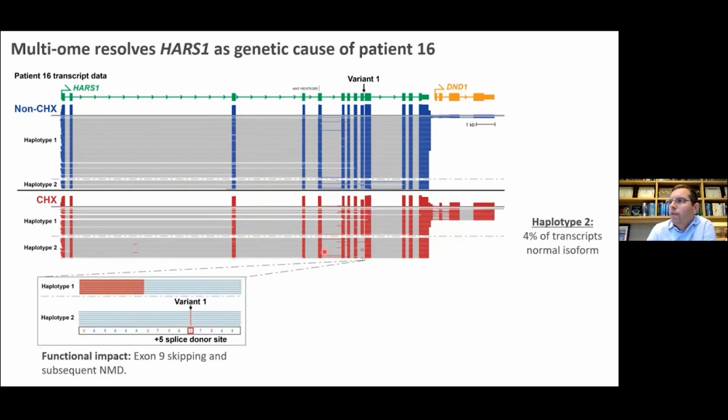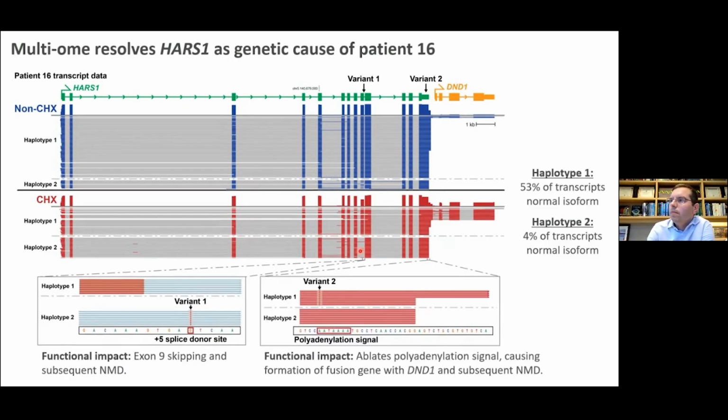On this second haplotype, we have a +5 splice donor variant that's causing exon 9 skipping and subsequent nonsense-mediated decay, such that only 4% of the transcripts being produced on this haplotype are normally spliced at this site. Furthermore, on haplotype 1, there's a variant at this polyadenylation signal that is causing ablation of this polyadenylation signal on around 50-ish% of the transcripts.